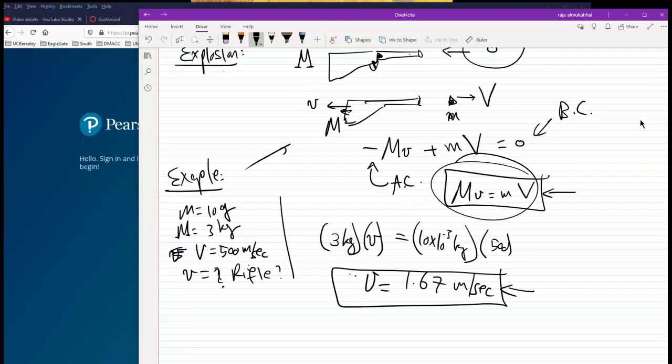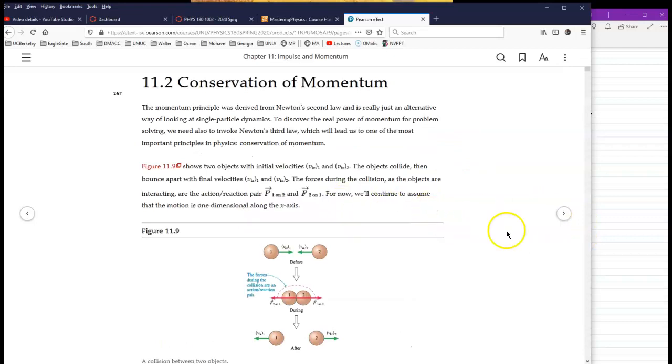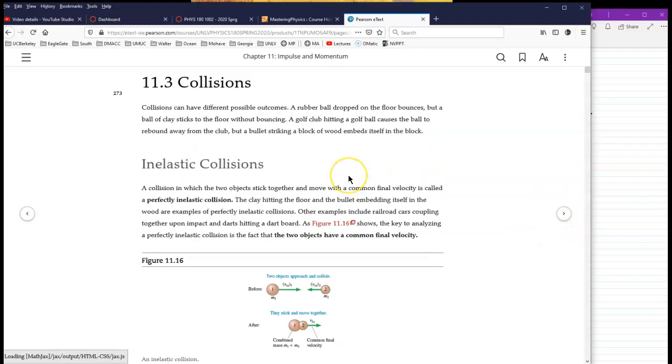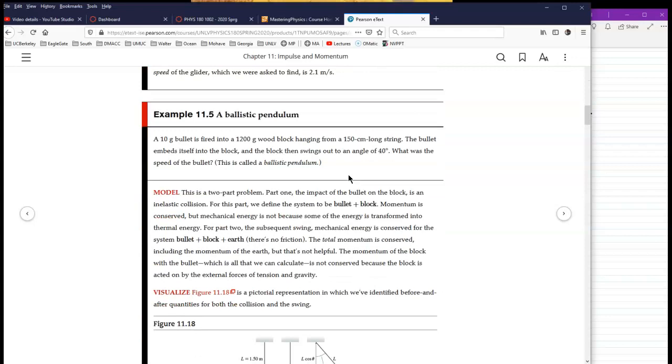There is an example, example 11.5. I don't know if I can get it quickly here. 11.5 in the textbook. Section 11.5, page 273. Let me just go back one more. There we go. Please read 11.4, 11.5, right there. This is called a ballistic pendulum.